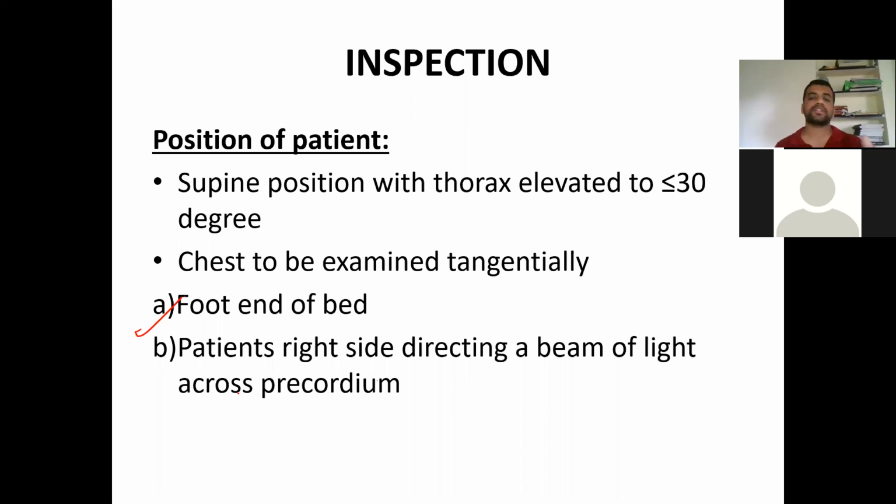Most of the time, if you are in a dark area or a closed room, you can put a torch light which travels from the right side to the left side so that any elevations can be noted. Or if the patient is on the side of the window, it's well and good, you can directly see it, because tangentially the light is enough to make out any very obvious deformities in front of windows.